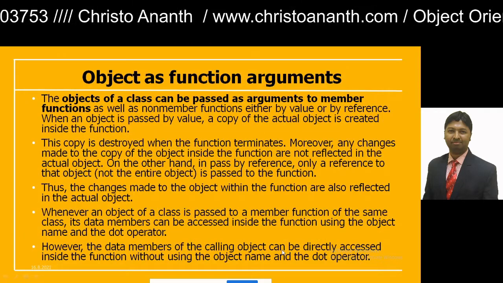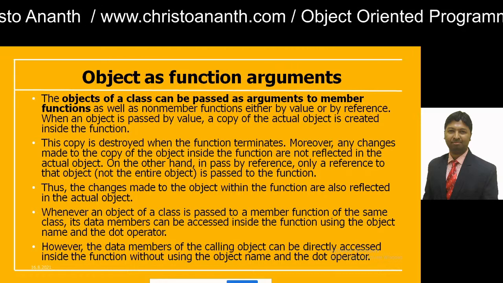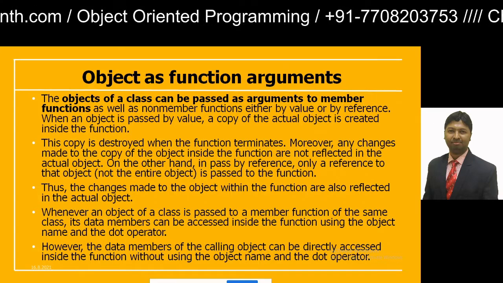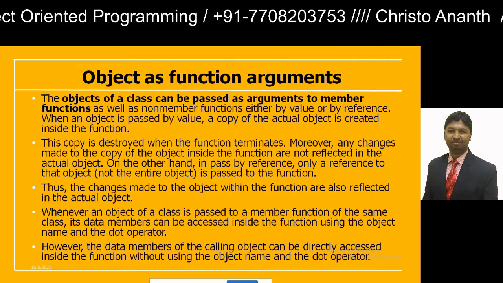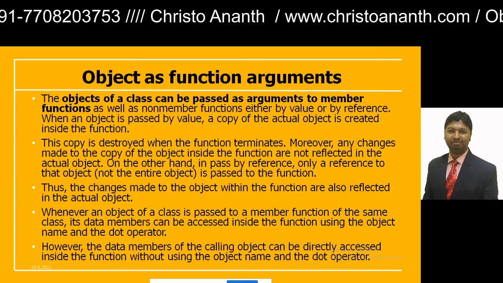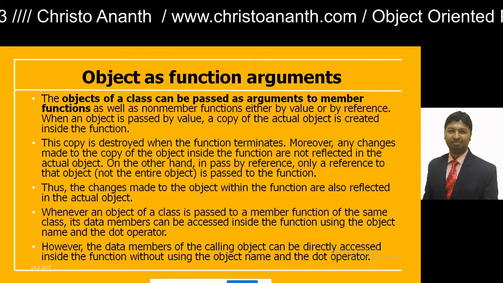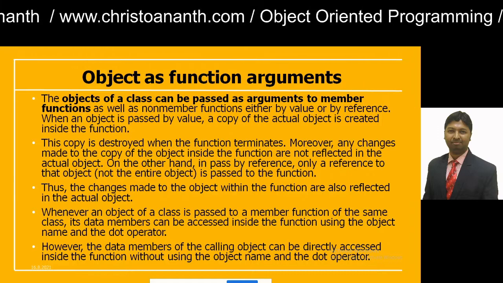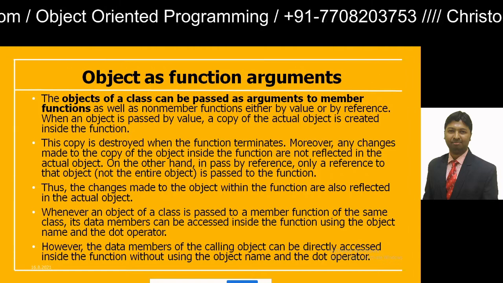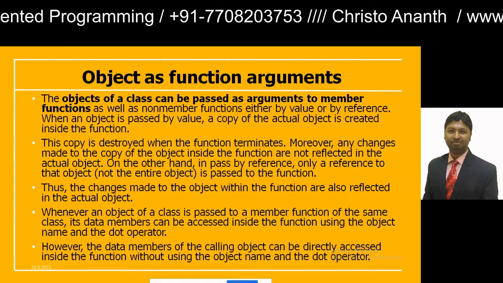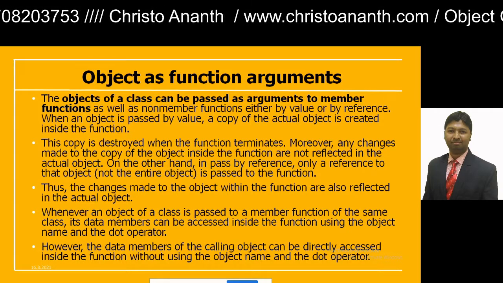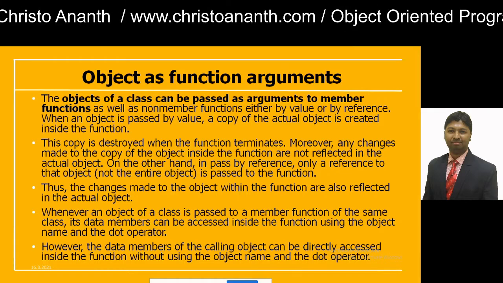We pass objects of the class as arguments to the member functions. Also, we pass objects of the class to non-member functions as well, either by value or by reference. When an object is passed by value, a copy of the actual object is created inside the function, and this copy is destroyed when the function terminates. Any changes made to the copy inside the function are not reflected in the actual object.